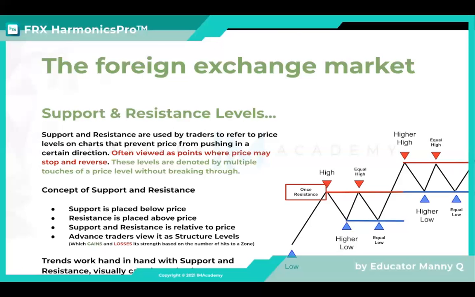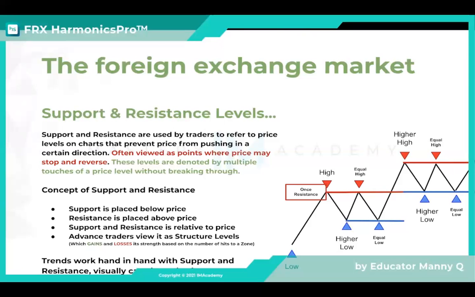So a trader may say, hey, this level of structure is very valid. It's very strong. It has multiple touches and price rejections at that specific price level. So this is a support or resistance that I may want to pay attention to more than the others.